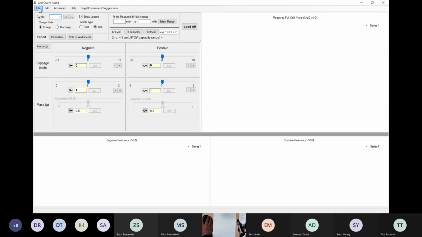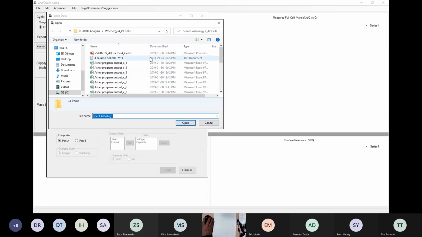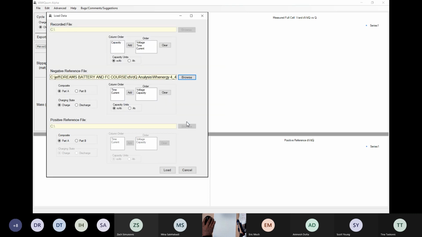So now we're going to load up data. So we go File, Load. Now you can load all data at once, but I'm going to just load them one at a time. So we'll start with the negative reference electrode. It's looking for me to find that somewhere, and I have it in this folder. So I go down, and I'm going to work on charge data. We have reference data collected for charge and for discharge. So I'm going to pick this charge, and we load that in.